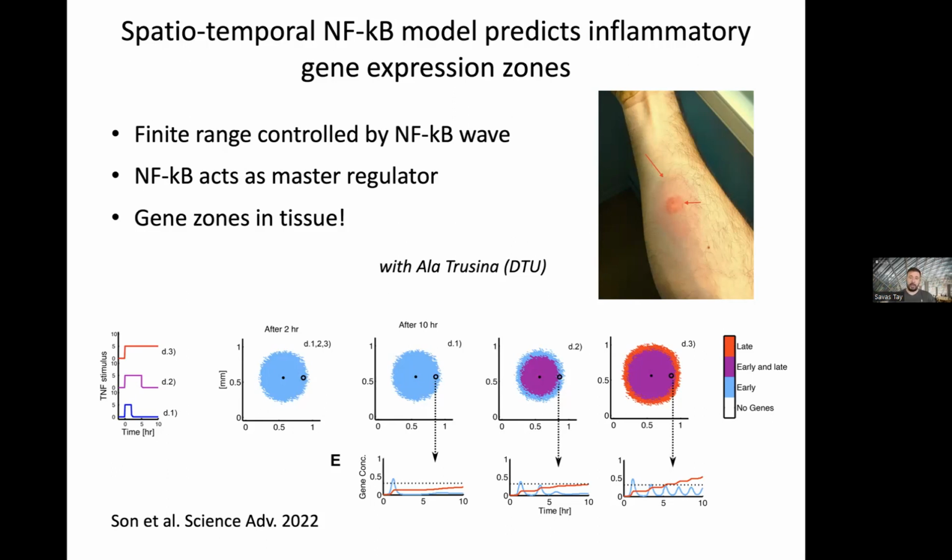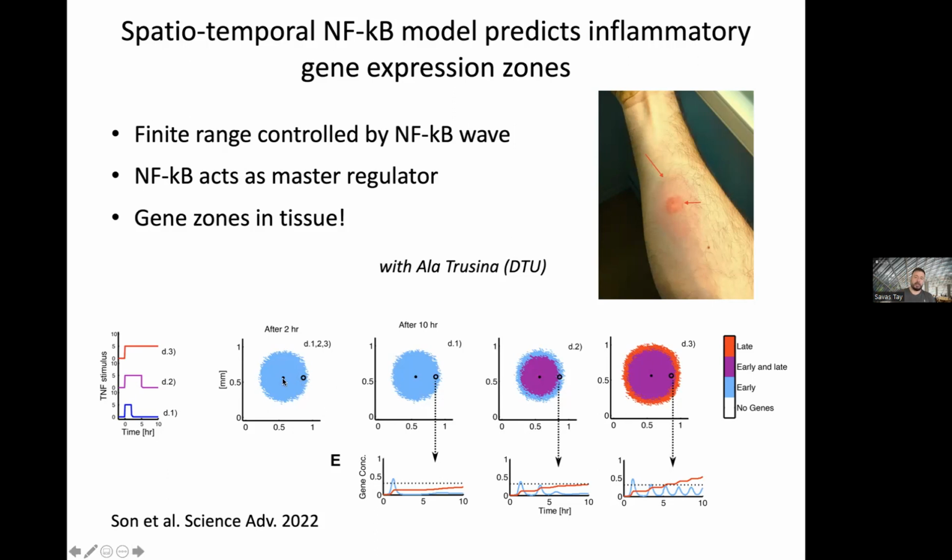This is literally the experiment. Now, funny thing is, NF-kappa B is involved in this particular behavior. It is driving the cytokine signaling. And with appropriately calibrated spatial-temporal models, we can also predict these kinds of behaviors in a computational model. So here are the simulation results.